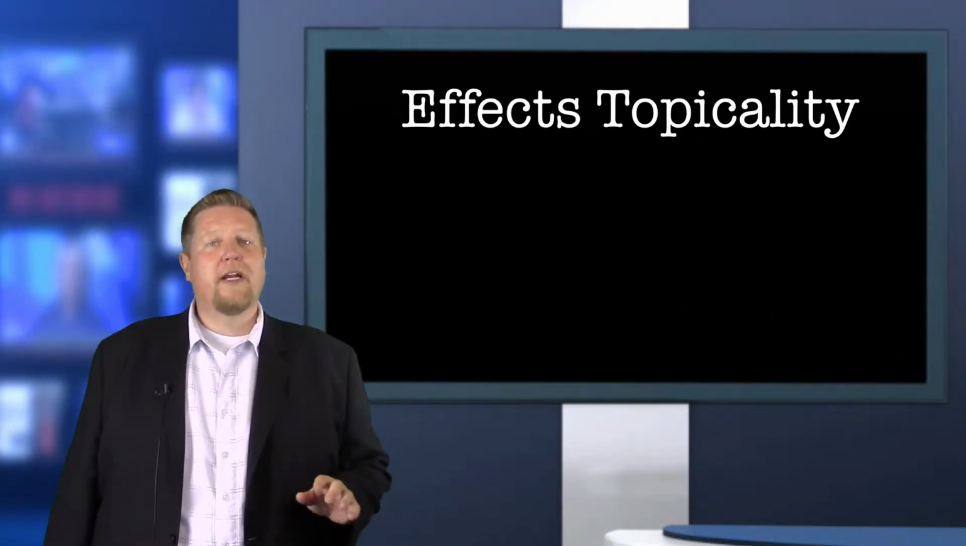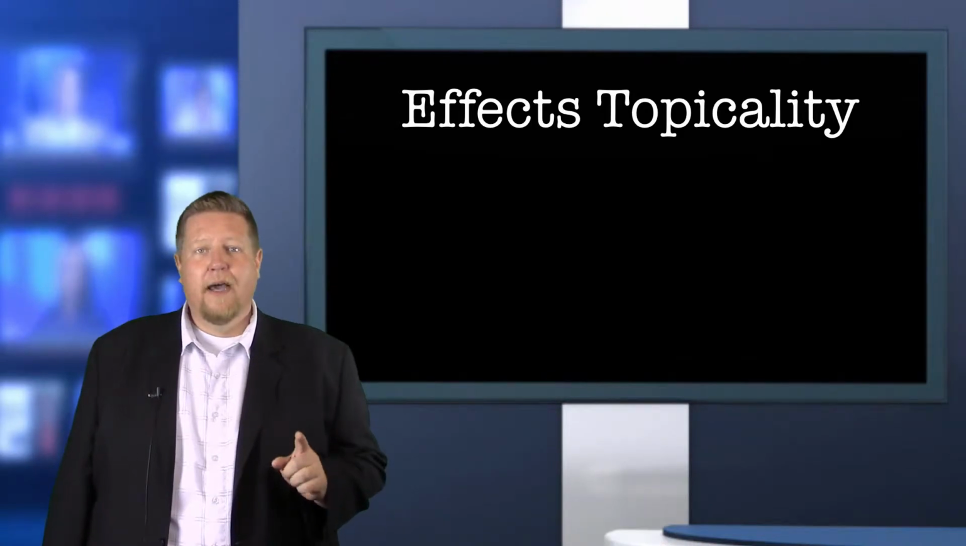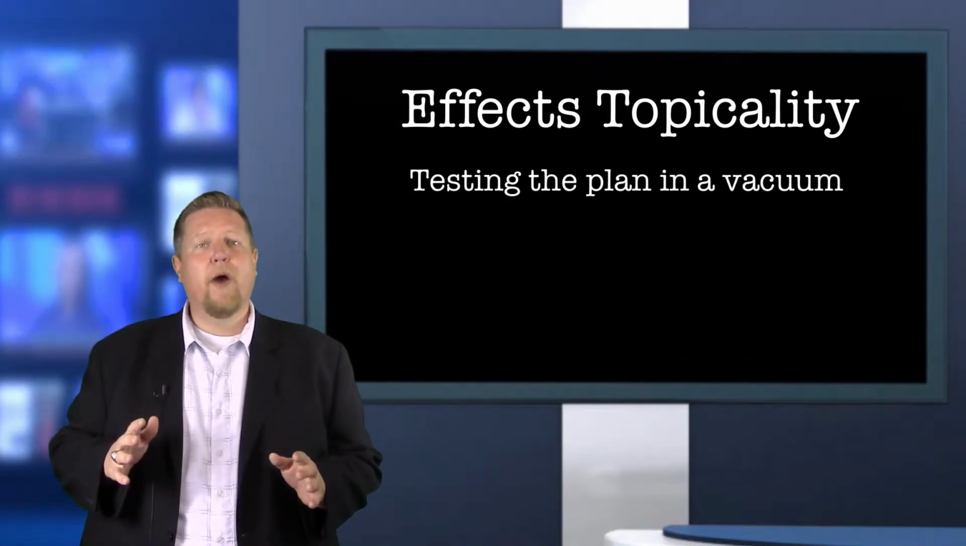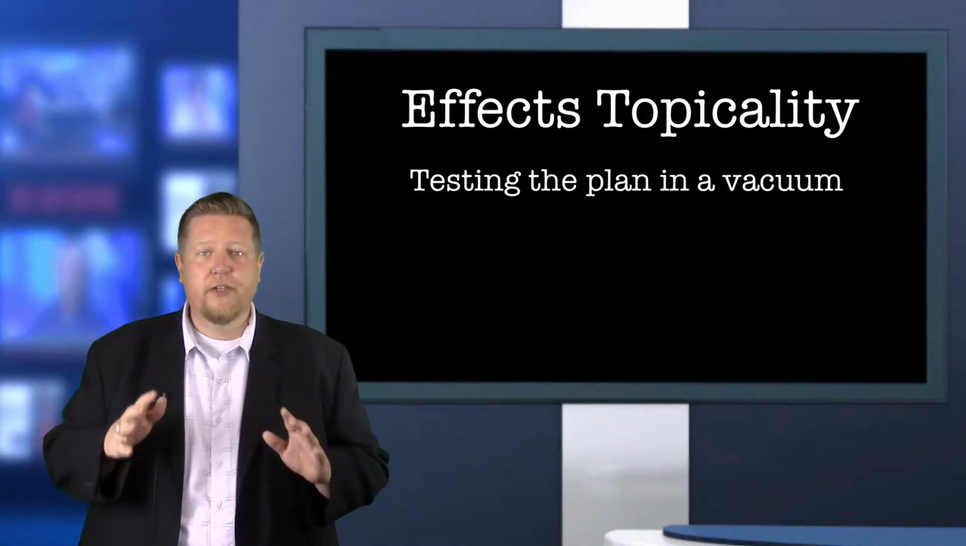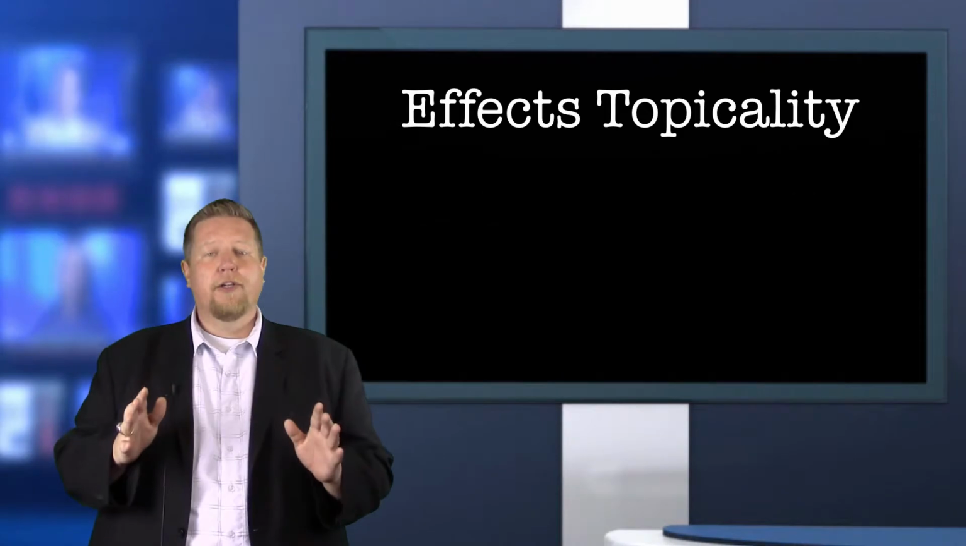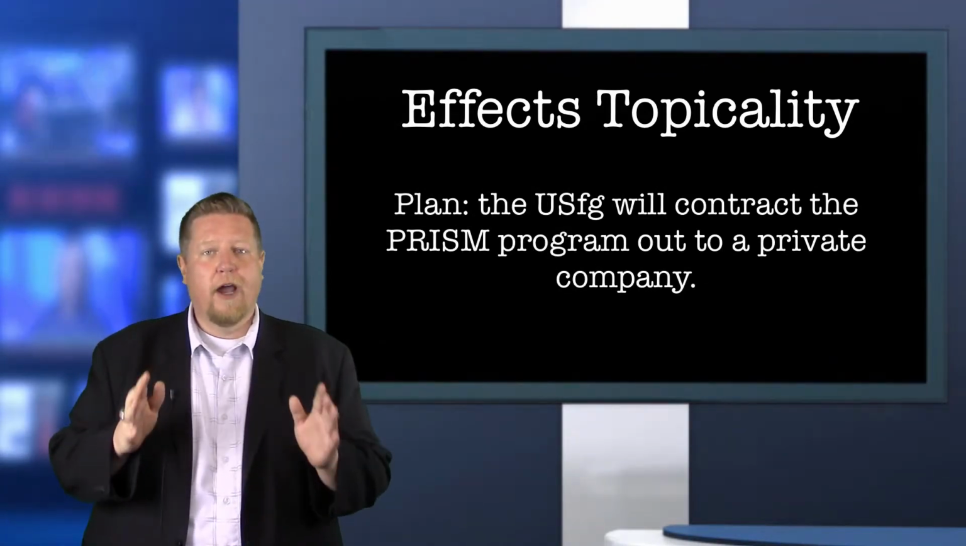Let's talk about a great way to test whether the proposed affirmative plan is effects topical, and that's to look at the plan in a vacuum. Looking at the plan in a vacuum means stripping away all of the inherency, harms, solvency, and advantages, and simply looking at the wording of the affirmative plan. In our example, the plan text is to contract domestic surveillance to a private company.